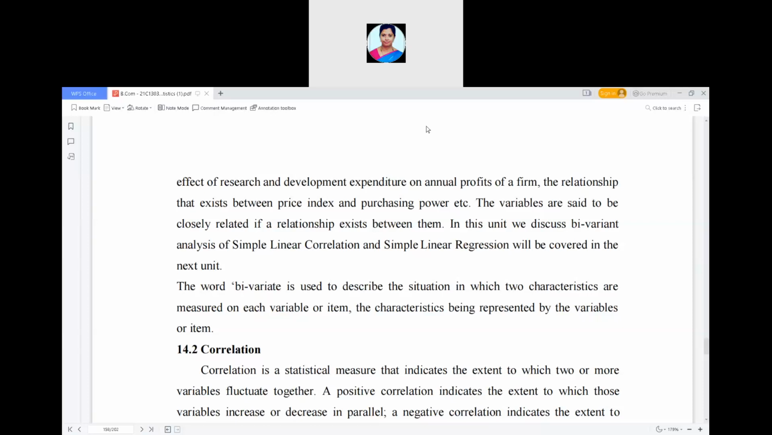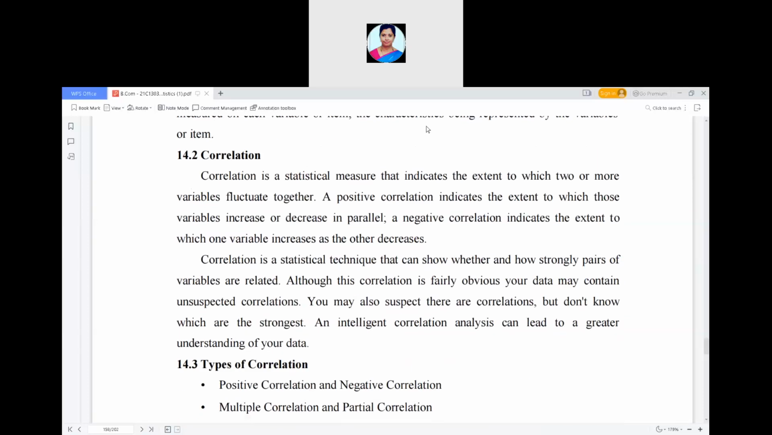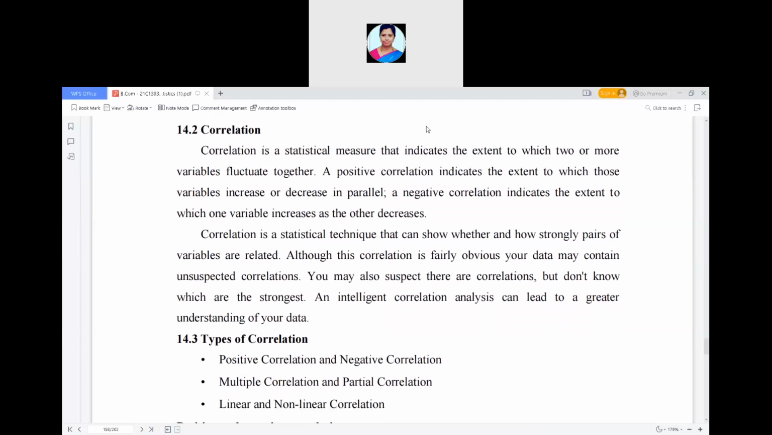Let us see the correlation definitions. Correlation is a statistical measure that indicates the extent to which two or more variables fluctuate together. A positive correlation indicates the extent to which the variables increase or decrease in parallel. A negative correlation indicates the extent to which one variable increases as the other decreases.